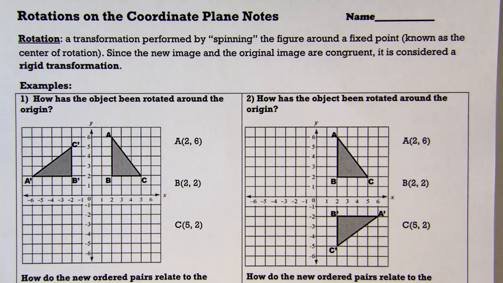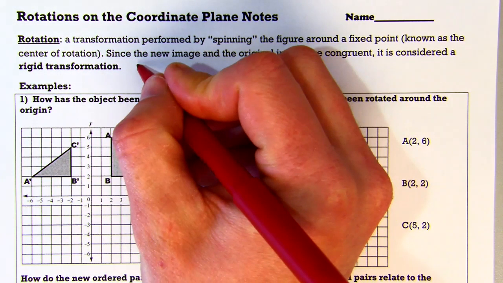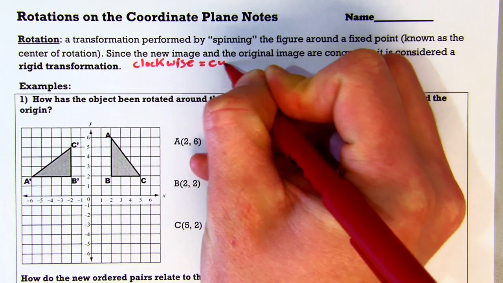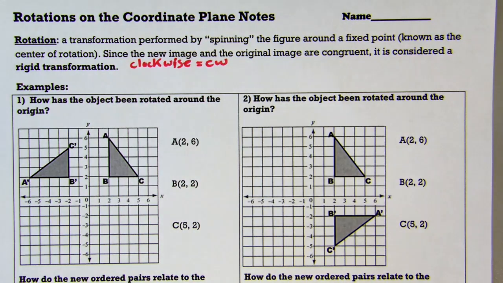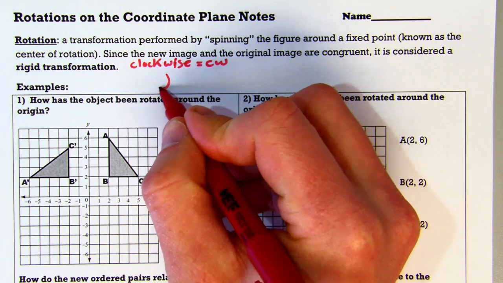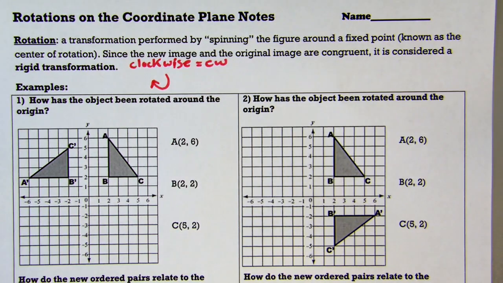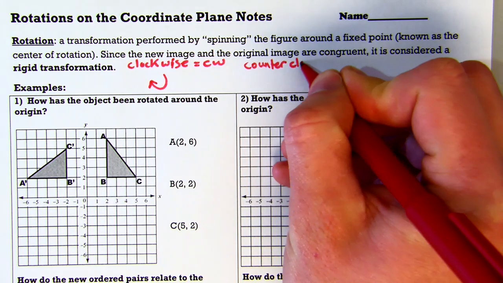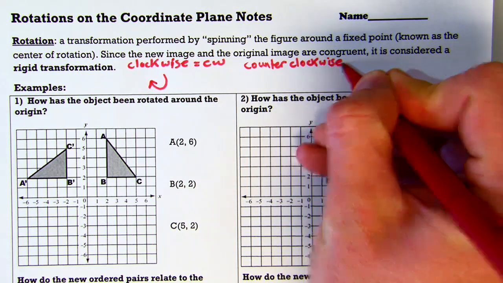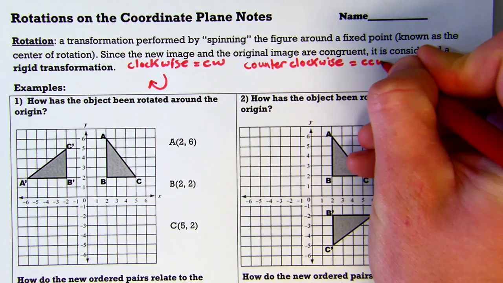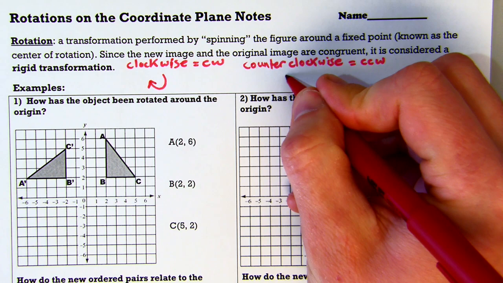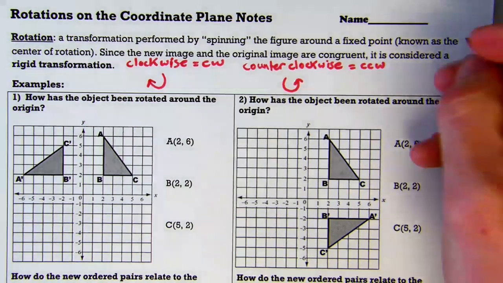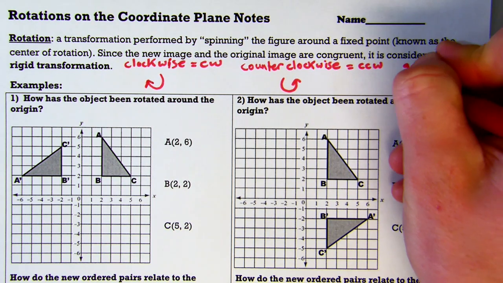Okay? Now we can rotate two different ways. The first way we can rotate is clockwise. We're going to make that equal to CW, clockwise. And that is the direction that a clock goes. So that is this way. Another way we can rotate is counterclockwise. We're going to make that CCW. And that is the opposite way that a clock goes. And in these examples, we're going to rotate either 90 degrees or 180 degrees.